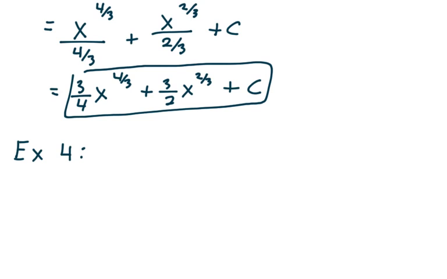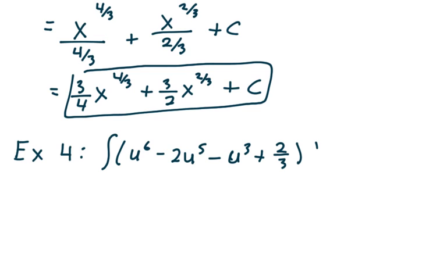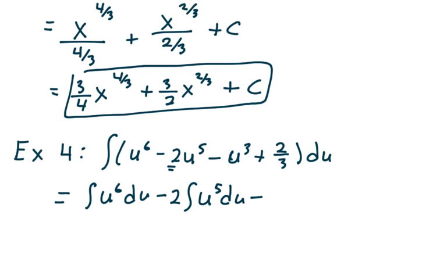Example 4. Suppose I had this. The integral of u to the 6 minus 2u to the 5th minus u cubed plus 2/3 du. So I'm going to break up the integral. So I'm going to get the integral of u to the 6 du. I'm going to pull the 2 out in front of the integral and take the integral of u to the 5th du, right? Minus the integral of u cubed du plus the integral of 2/3 du. So you're just taking the integral of each of the pieces.